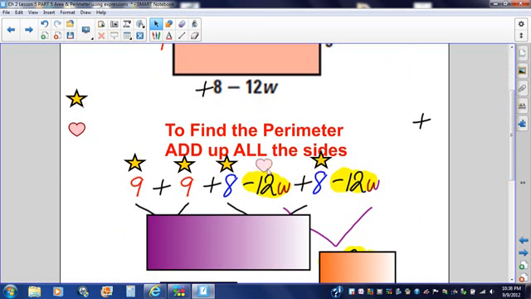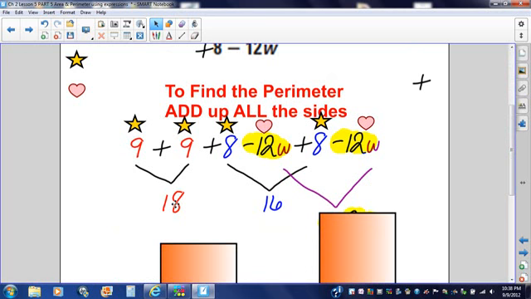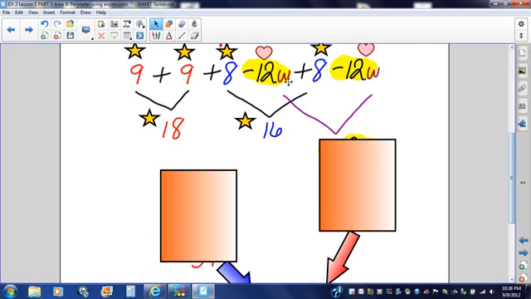I'm going to give the minus 12w a heart because they have a dog and they love their dogs. So now I will combine like terms. I'm going to put the 9 and the 9 together. That's going to give me 18. That is a star. I'm going to put the 8 and the 8 together. 8 plus 8 gives me 16. That is a star. Now I'm going to put together my two hearts.